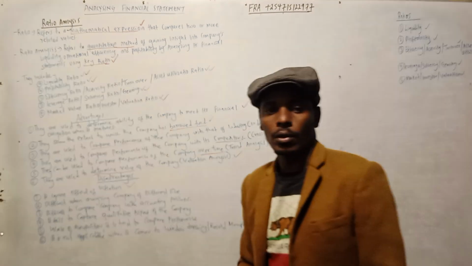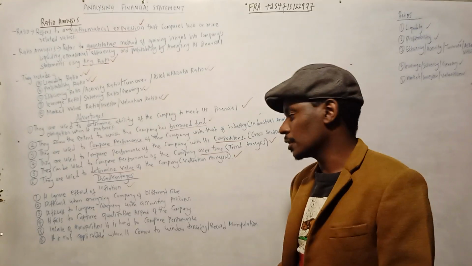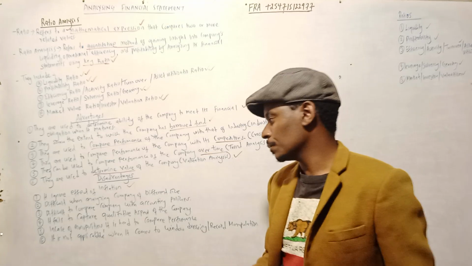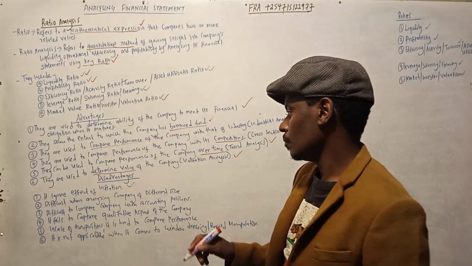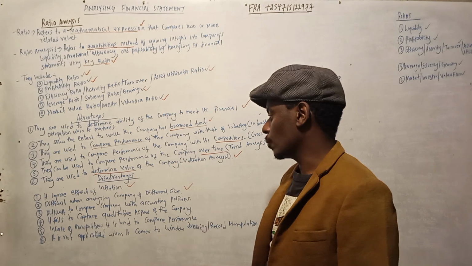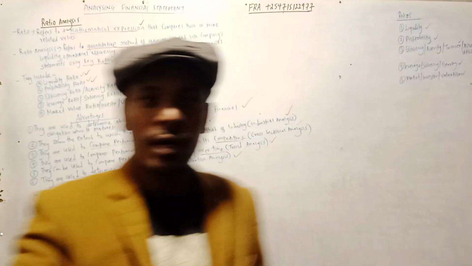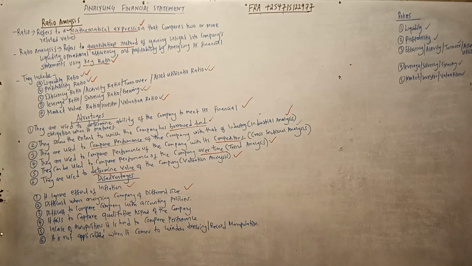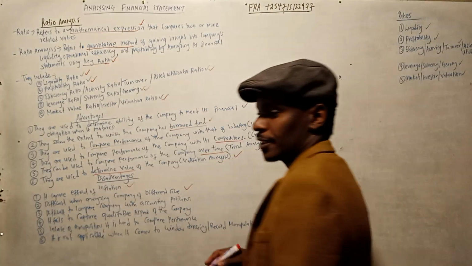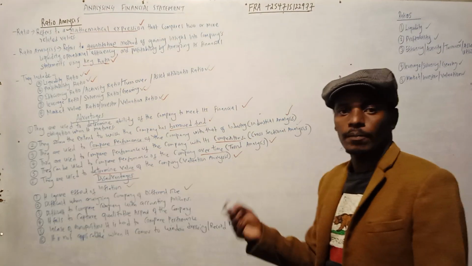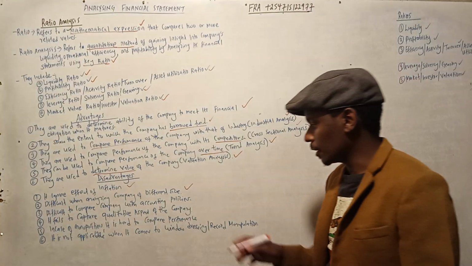It does not take into account the changes in prices from one period to another. Number two, it is difficult to analyze statements when companies are of different sizes. So when we have different companies with different sizes, then ratio analysis could not be a very good metric.